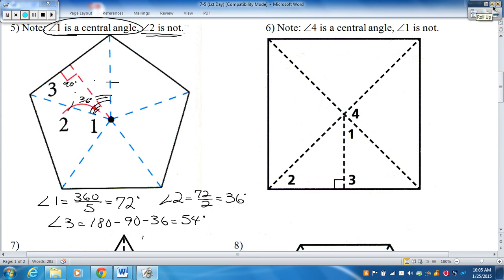All right, so for number 6, I'm going to start with angle 4 again because it's the central angle, and you always start with the central angle. 360 divided by 4 gives you 90 degrees. So we know that this is a right angle here, as is this one, and this one that connects those two. Now remember what we said before, this angle is broken up into 2 congruent angles. So angle 1 is going to be half as large.